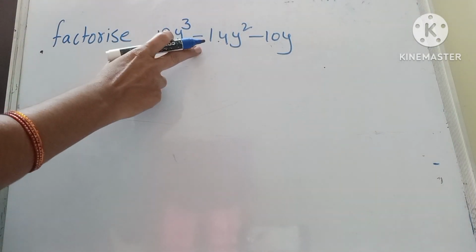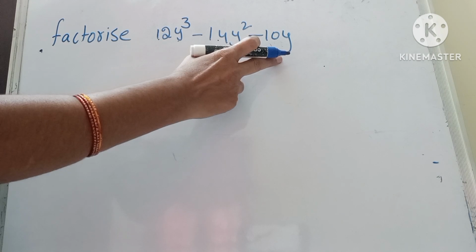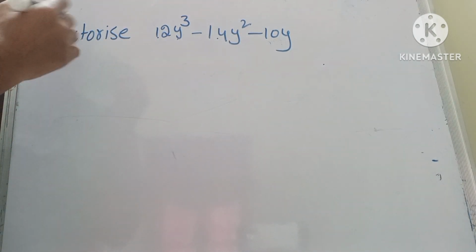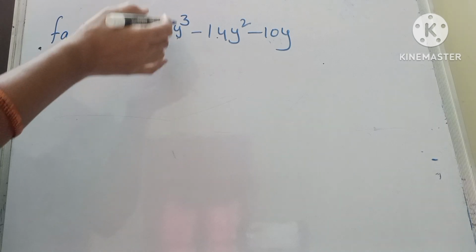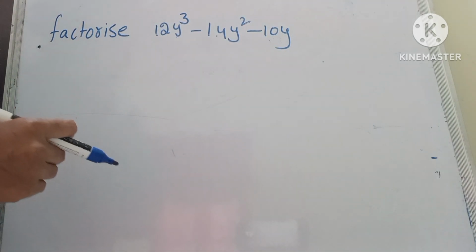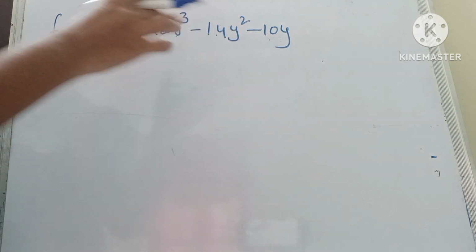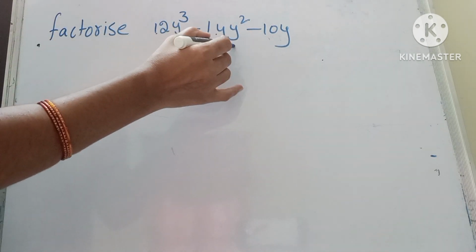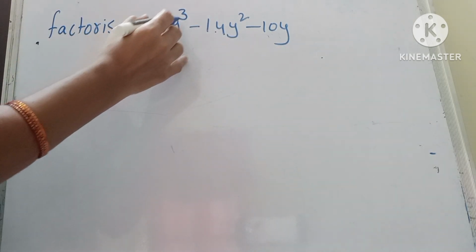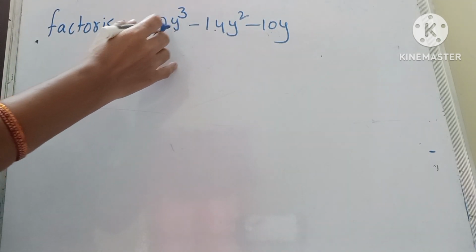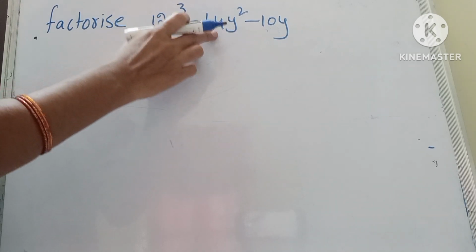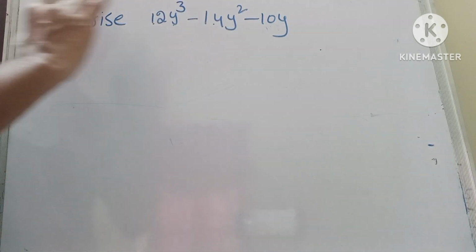Factorize 12y cube minus 14y square minus 10y. This is a trinomial, but this is not in the form of ax square plus bx plus c. In the ax square plus bx plus c formation, we take the factors of the last constant coefficient, and whichever factors give the sum as the middle number, we can factorize like that. But here this is different. So here the first term has a cube. Let's see if there is any common factor in the three terms. So 12y cube, 14y square, 10y. y is a common factor in all the three terms.